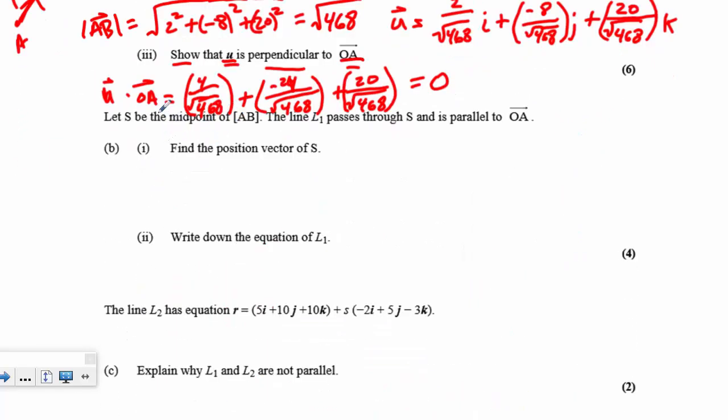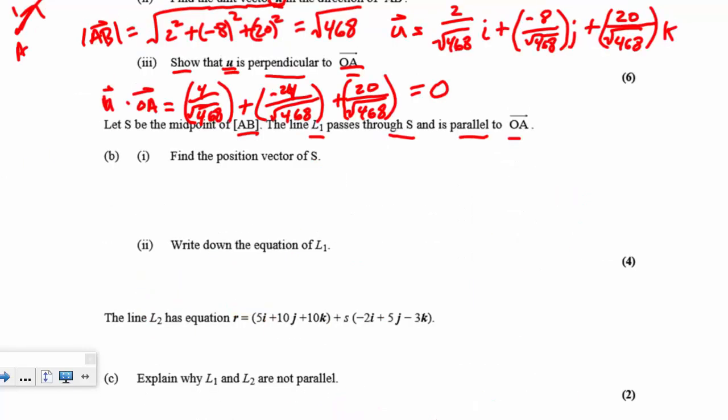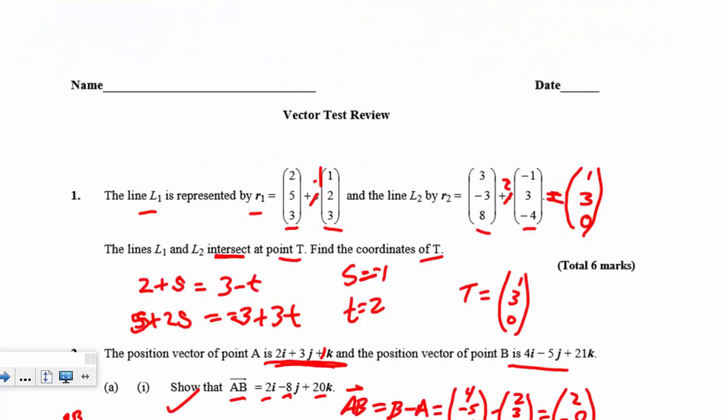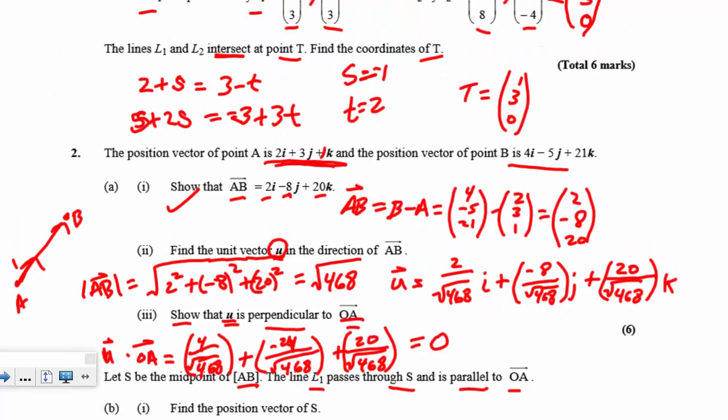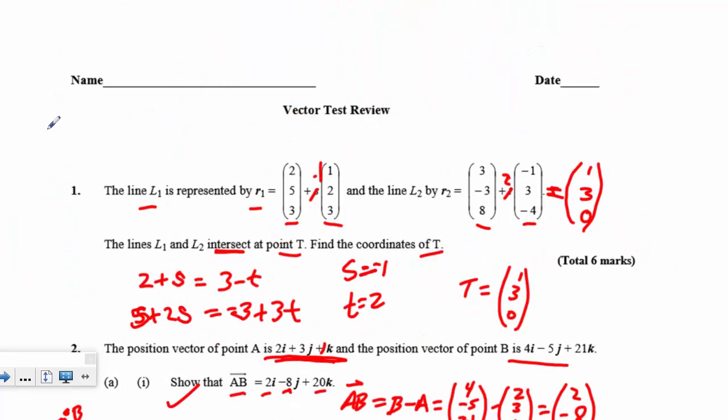All right. It says, let S be the midpoint of AB. The line L1 passes through S and is parallel to OA. And they want the position vector of S. So S is at the midpoint of AB. All right. So I'm having difficulty here. Let's do this. Every time I click on this, it just jumps. It's not supposed to do that.